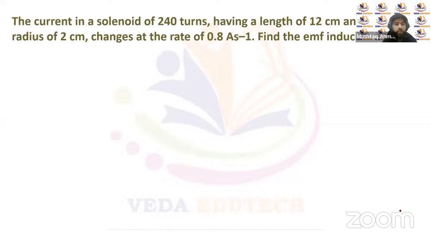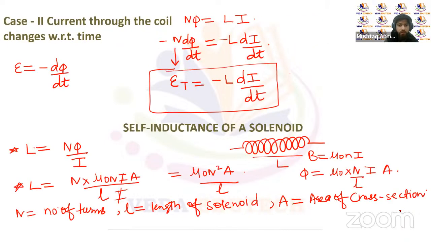Now you can see here we have a question: the current in a solenoid of 240 turns, having a length of 12 centimeter and a radius of 2 centimeter, changes at the rate of 0.8 amperes per second. Find the EMF induced in it. We have to find the induced EMF in it.